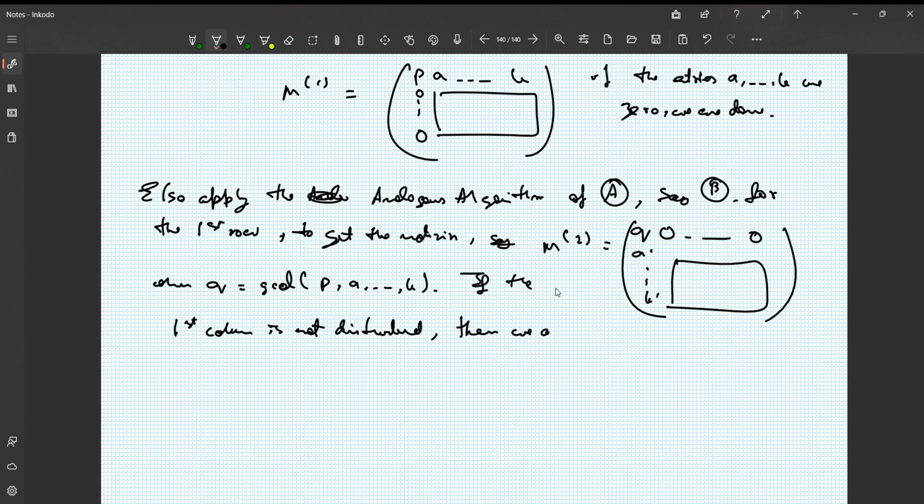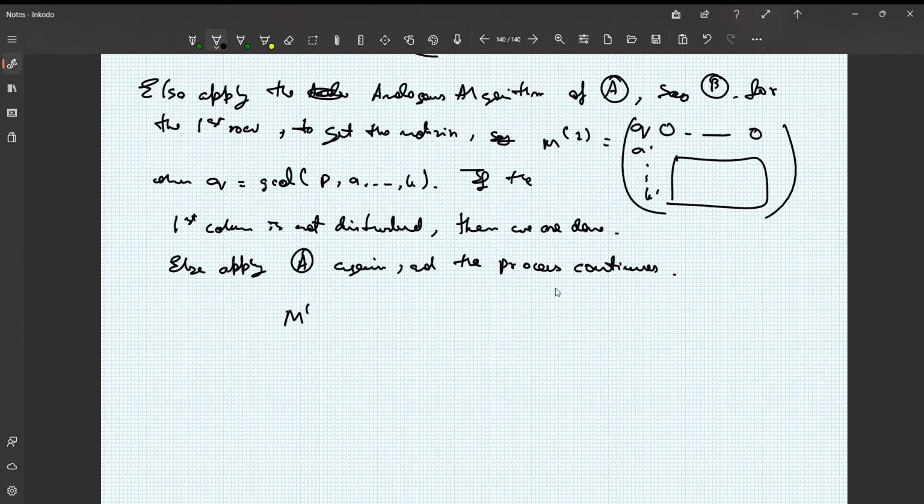If the first column is not disturbed, then we are done. Else apply A again, and the process continues. That is, on applying A, if we have disturbed the first row, then again apply B. If again applying B, we have disturbed the first column, again apply A, and so on and so forth. Apply A, and the process continues. Clear?